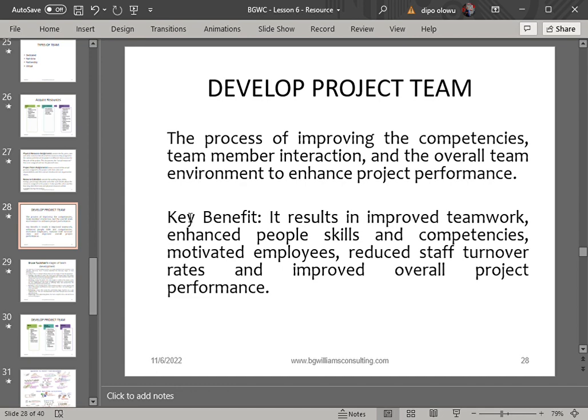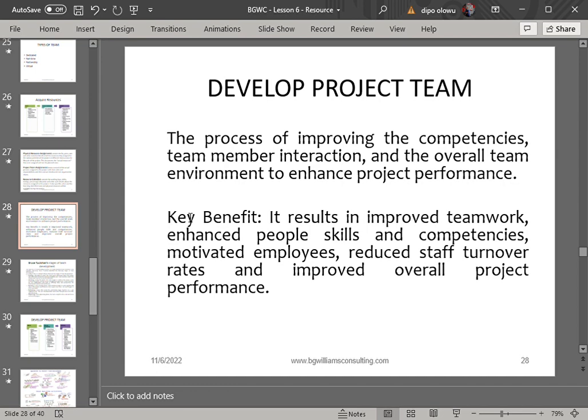Then there must also be a process which we call develop project team. What is the develop project team about? Develop project team is that process in your team management where the project manager will do all he can to ensure that he consistently improves or increases the competencies, the cohesion, the relationship of the team in performance.